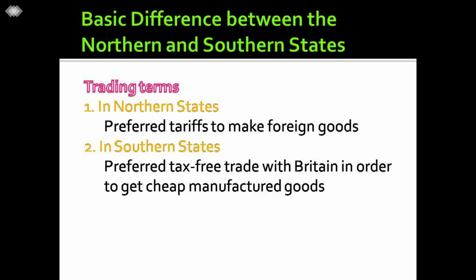Trading terms. The northern states preferred tariffs, meaning taxes on imported goods, to make foreign goods more expensive than locally made goods. This would encourage people to buy the cheaper local goods. In southern states, they preferred tax-free trade with Britain in order to get cheap manufactured goods in exchange for raw cotton.